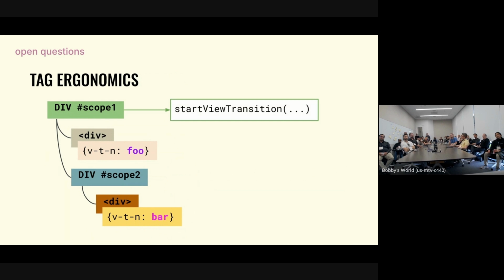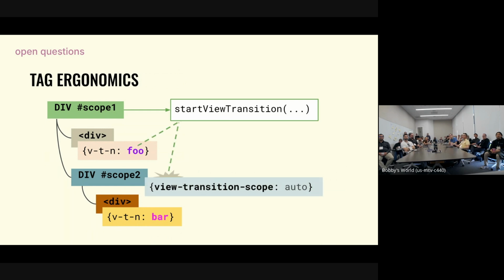And the other idea, to make this a little bit easier for people, there was a proposal to introduce a new CSS property that would essentially establish a scope boundary for the tag search. So now if I'm declaring that this scope 2 is going to be its own scope, then when I start the transition on scope 1, it sees foo, but it doesn't see bar. So it's kind of a blocker for the tag search, like don't keep searching into this subtree because I'm going to use that for a different transition. I'm not sure if we need this or not, but it might be useful depending on how often developers run into this kind of foot gun.